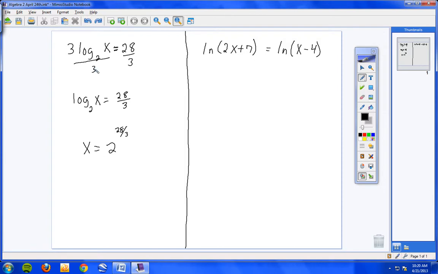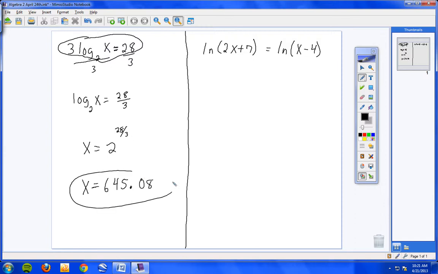Well, if you type this into your calculator, which I have not done yet, so let me grab my handy dandy TI grapher and let me type this in. 2 to the 28 thirds power, I'm getting this right here for my answer. X equals 645.08. Now, you might be off a hair, and that's okay, but that's pretty much the answer. Now, remember, you have to go up here to the original equation and make sure you don't have a negative argument. So if you put 645 in for x, your argument is positive, so this answer does check, so you're good. Okay, on to the second problem.